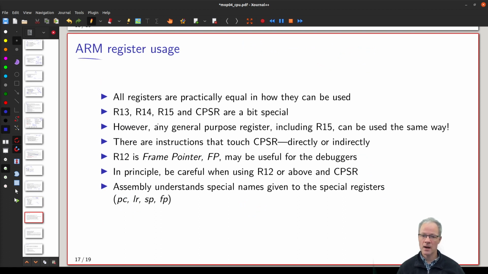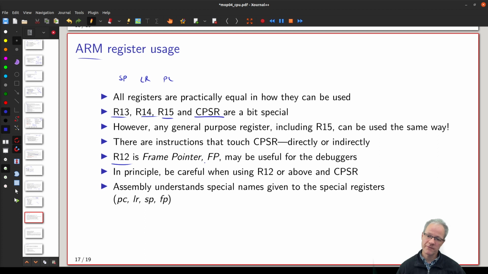But we're going to stay with ARM, and all registers are pretty much equal all over the place. 13, 14, 15 are a bit special, remember? So this was the program counter, this was the link register, and this was the stack pointer. But you can interchange the names in the code. You can use either one, right? CPSR is sort of a special register that's on the side because it has a bunch of bits that we're going to see in a little bit.